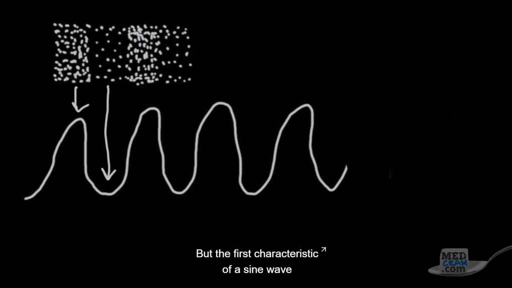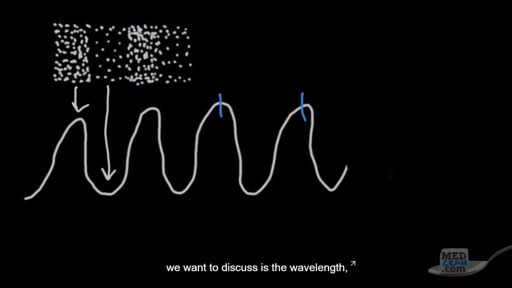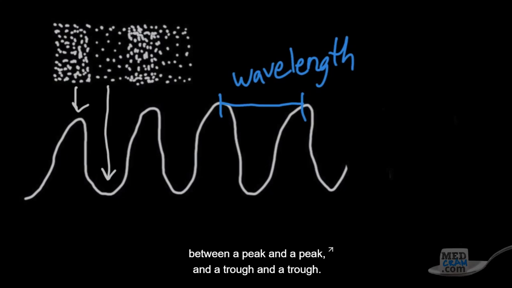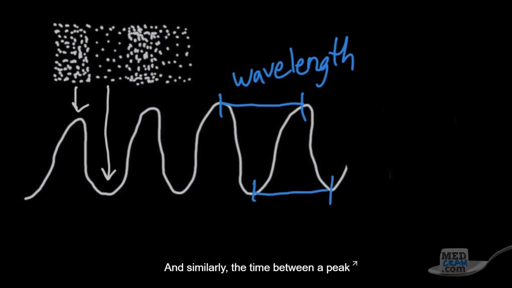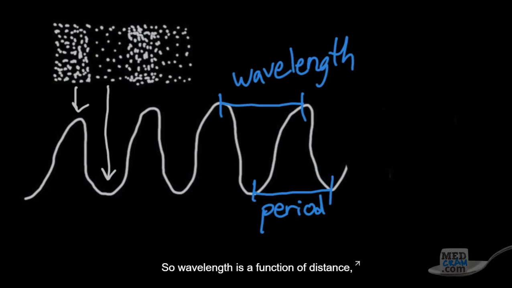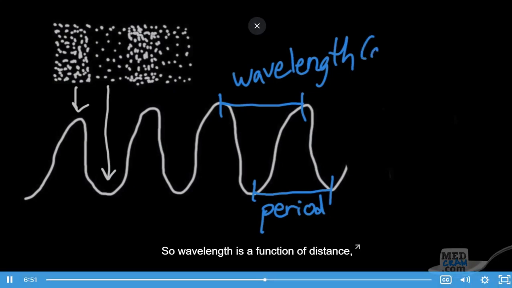But the first characteristic of a sound wave we want to discuss is the wavelength. And the wavelength is the distance between a peak and a peak, or a trough and a trough. And similarly, the time between a peak and a peak is called a period. So wavelength is a function of distance, and period is a function of time.